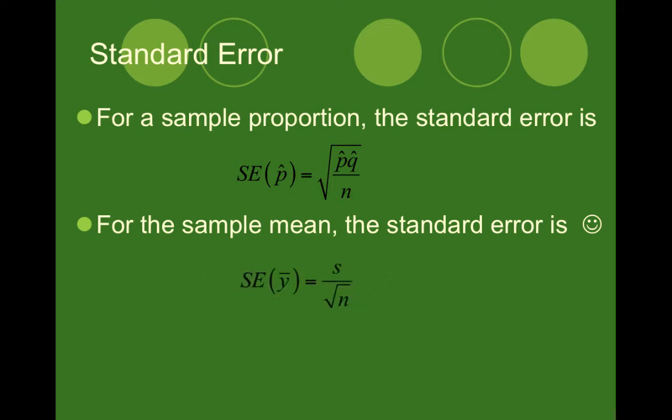For a mean, the standard error becomes S over the square root of N, and again that's S instead of sigma because S is the standard deviation that we get from our sample. So again, in both cases we're using what we get from our sample and not the population, which is why it's standard error, because it's based off of an estimate.